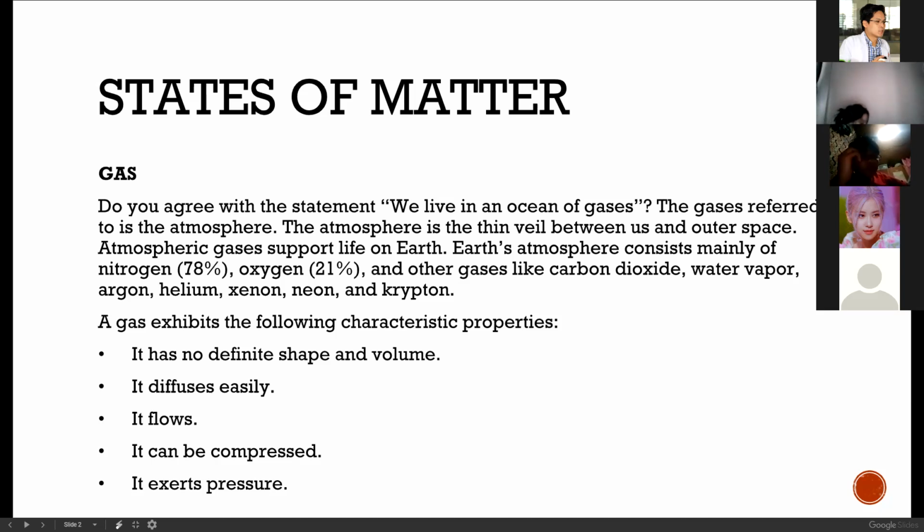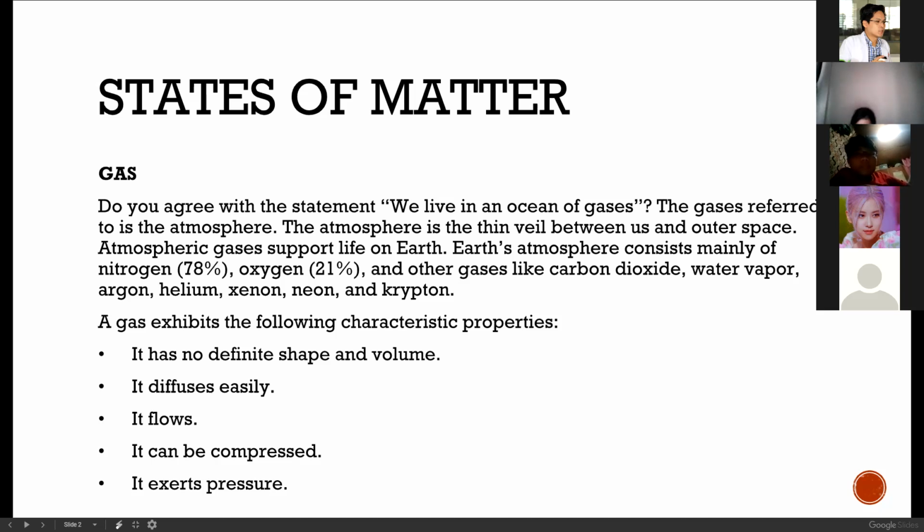Gas. Let's start with gas. Do you agree with the statement we live in the ocean of gases? Actually, it's true. We are actually living with gases. The gases referred to is the atmosphere.